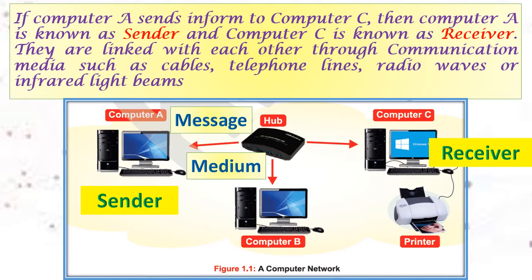Suppose computer A wants to send information to computer C, then computer A is known as the sender and computer C is known as the receiver. If they want to do so, they must be linked with each other through any of the communication media like cables, telephone lines, wireless media like radio waves, infrared light beams, etc.